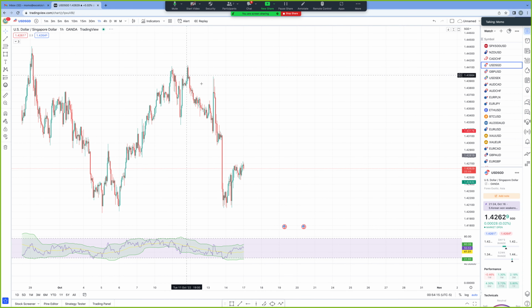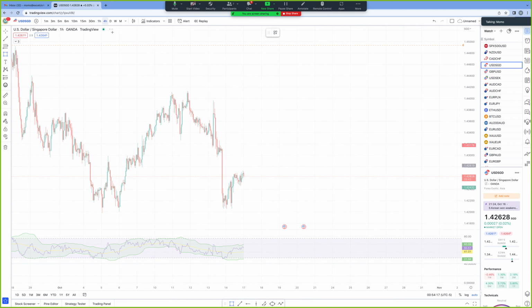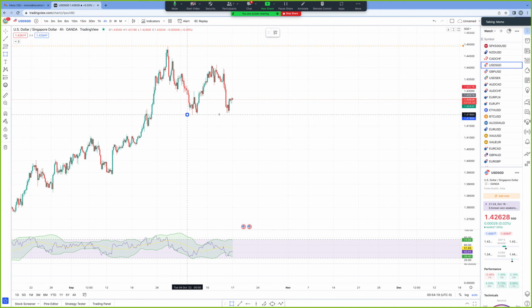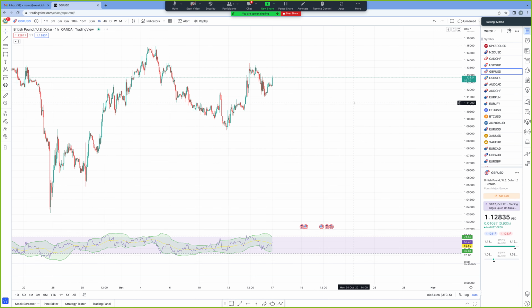USD SGD. Go on to H1, H4. We have a nice zone here. See if price breaks here, then look to go short.